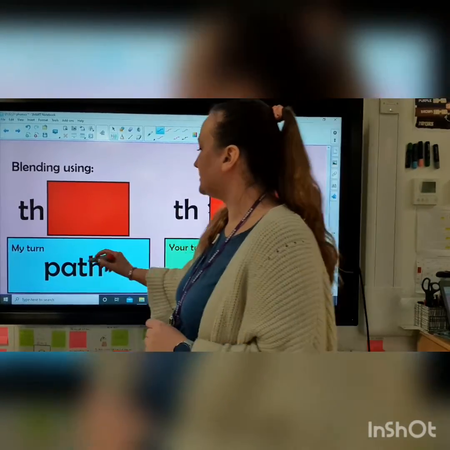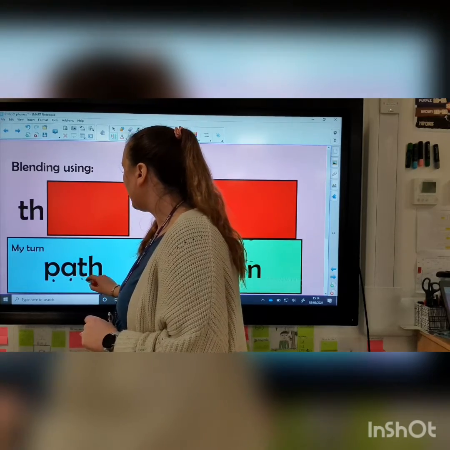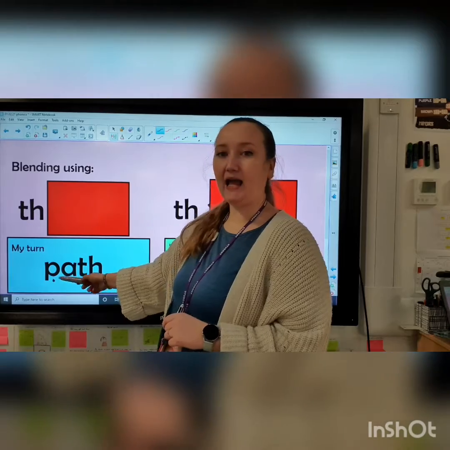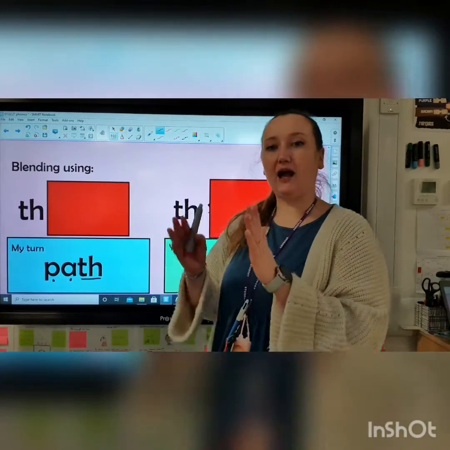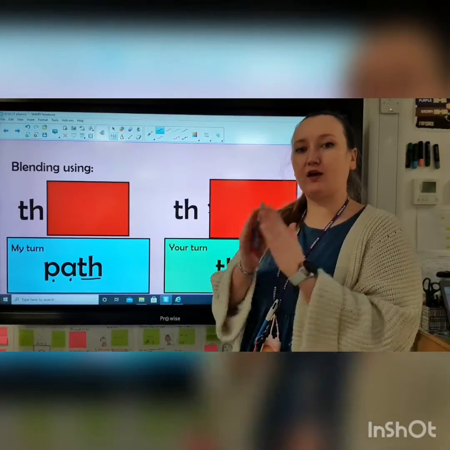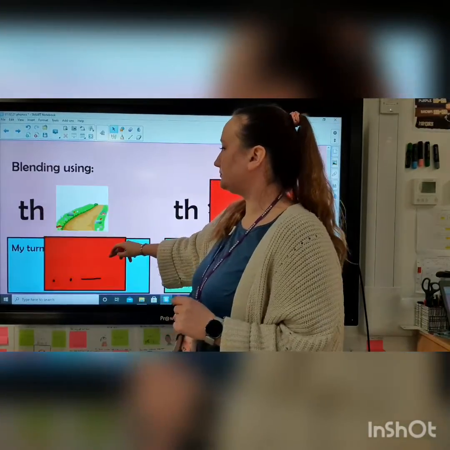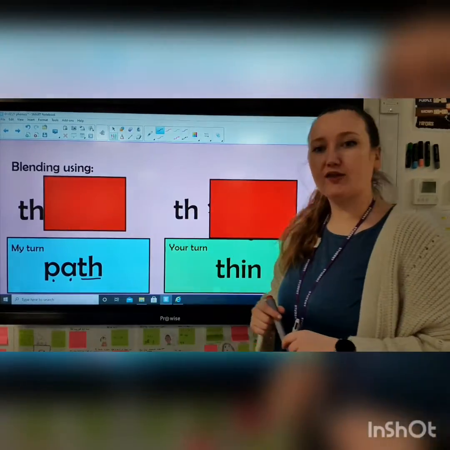So my turn first. I have one, two, three phonemes. I've got p, a, and th. Okay, p, a, th, path, path. Does it say path? Yes, there is a path. So now it's your turn to blend with th.